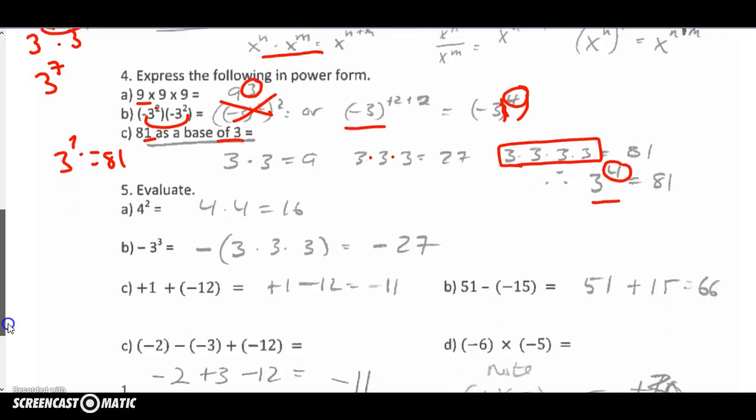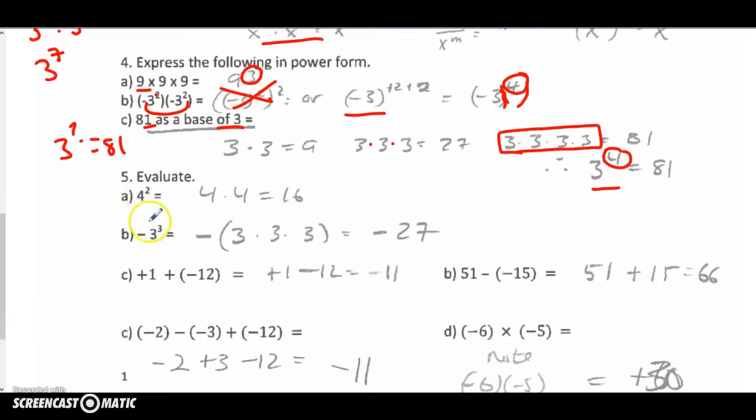Okay, you can evaluate. You're going to have a calculator. If you can use your calculator, that's great, but be careful. 4 squared is just 4 times 4, 16. This is the negative of 3 cubed. So anytime you have a negative in front of a number and it's not in a bracket, your answer is always going to be negative. So this is the negative of 3 cubed. This is negative 3 cubed. So negative 3 cubed is minus 3 times minus 3 times minus 3.